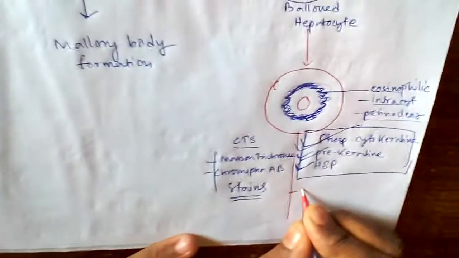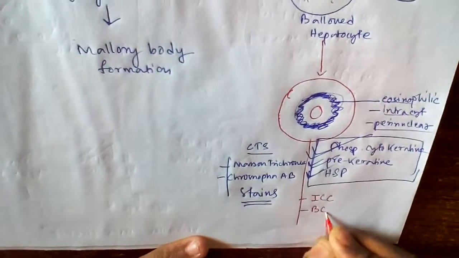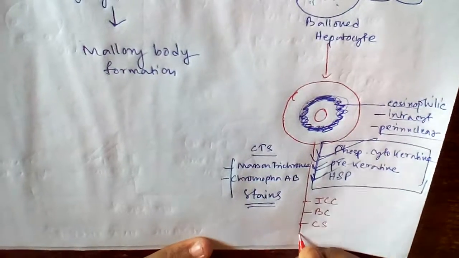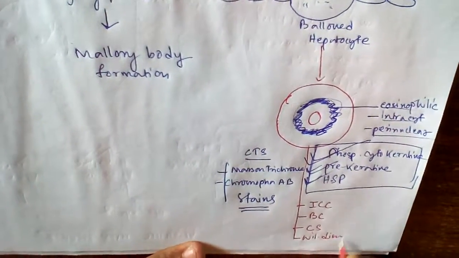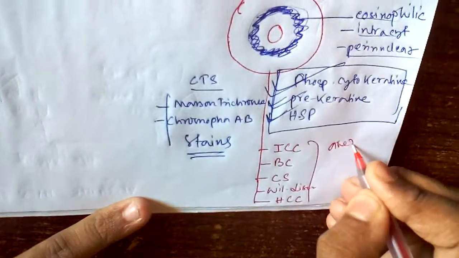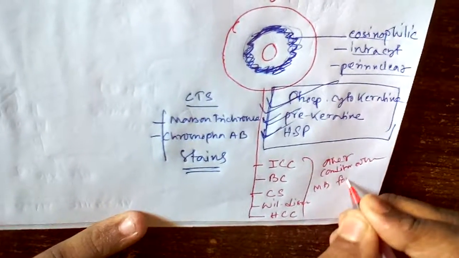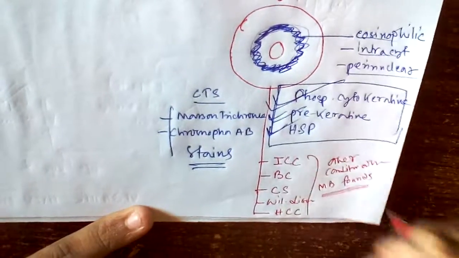Now, these Mallory bodies are suggestive of alcoholic hepatitis, but not pathognomonic. What it means is that Mallory bodies can be found in other diseases also, like in case of Indian childhood cirrhosis, biliary cirrhosis and cholestatic syndrome, Wilson's disease, and in case of hepatocellular carcinoma, of course. So these are the conditions where Mallory bodies can be found also. So Mallory body is suggestive of alcoholic hepatitis, but not pathognomonic. You must remember that.